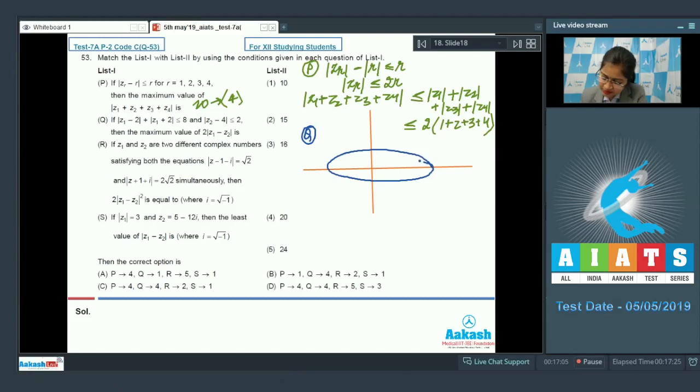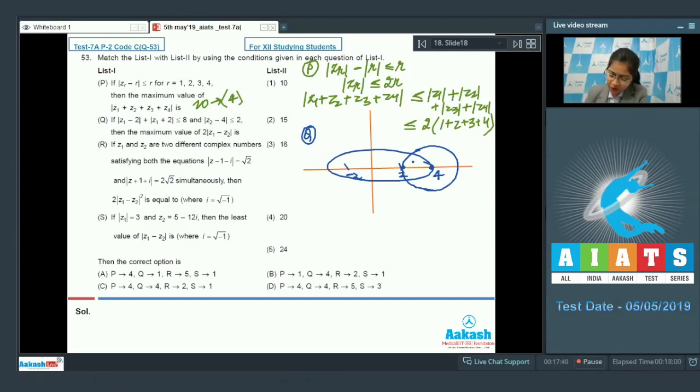First is an ellipse where the foci are 2 and minus 2, and 2a is equal to 8, which means that a is 4. The second curve is modulus of z2 minus 4 less than or equal to 2, which means that it is a circle with center at (4, 0) and radius 2. So it will pass through this point.